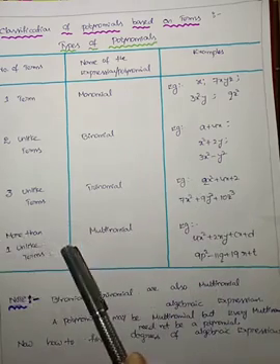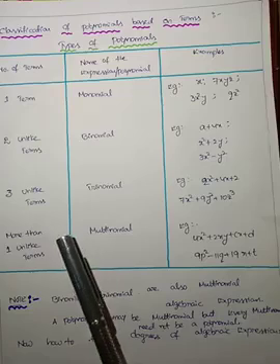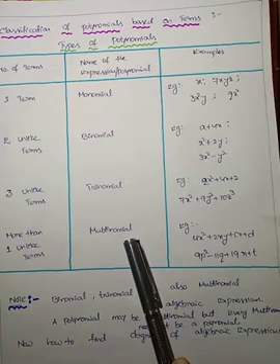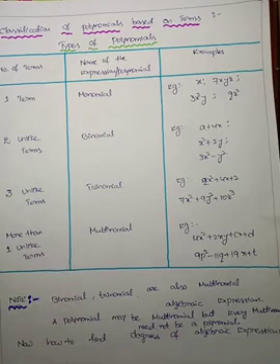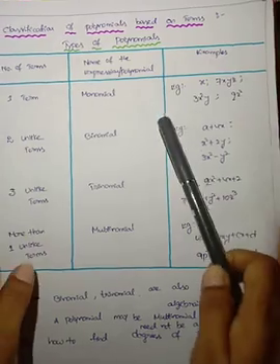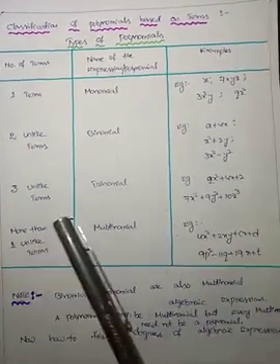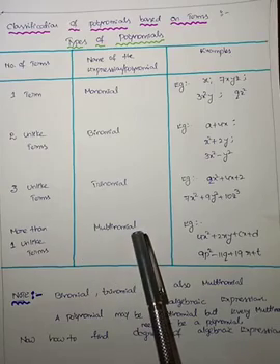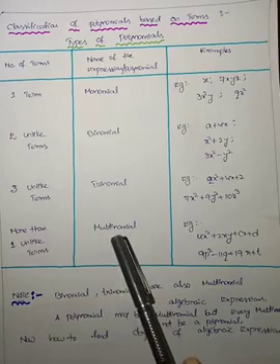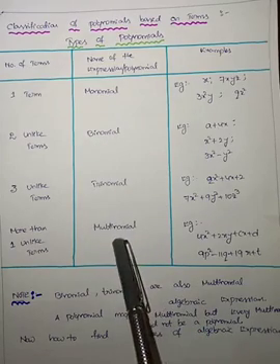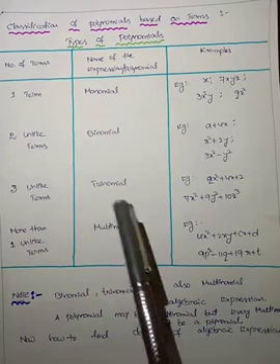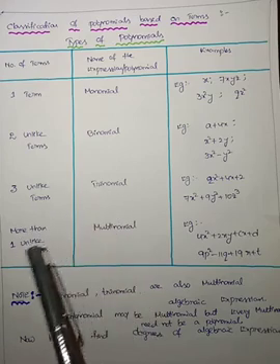Another polynomial is the multinomial. Multinomial means more than one unlike term. That polynomial is called a multinomial. More than one unlike term means binomial and trinomial are also called multinomial.